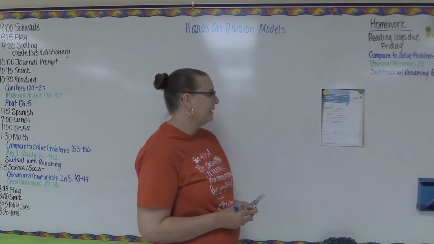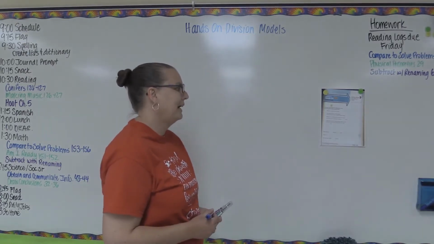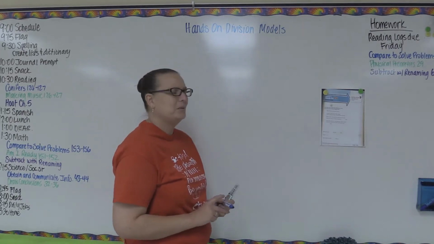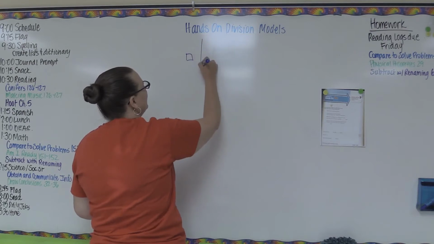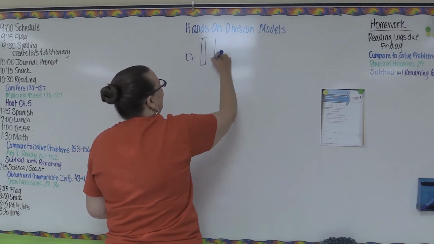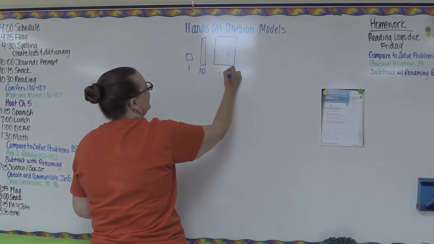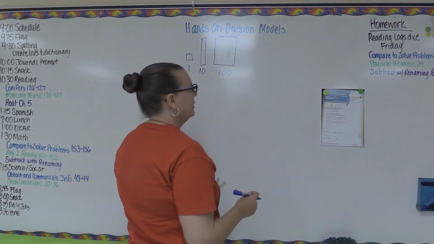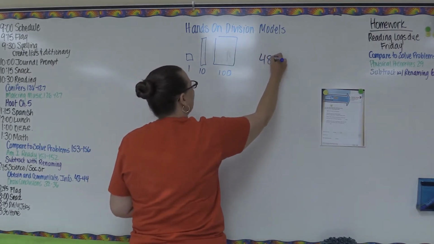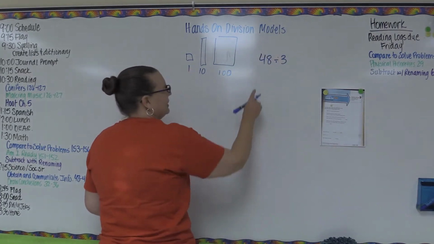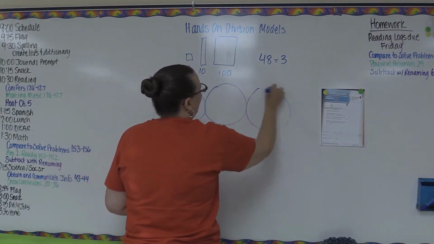So in art class, 3 students share 48 markers evenly. How many markers will each student have? They're asking us to model this with base 10 blocks. I just want to remind you that the little cube is 1, the stick is 10, and the flat is 100, in case you might have forgotten. What they want us to do first is take the number 48, and we're going to be dividing it by 3. So we're going to be making 3 groups. So here's 1, 2, 3.